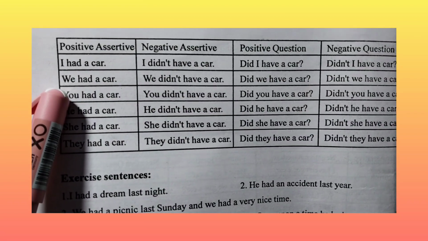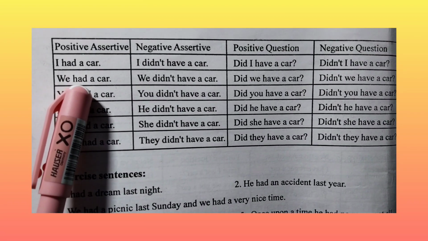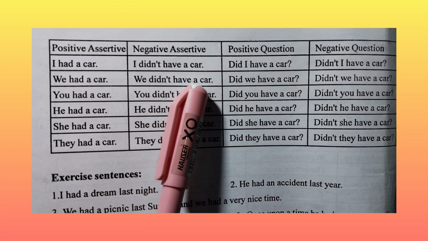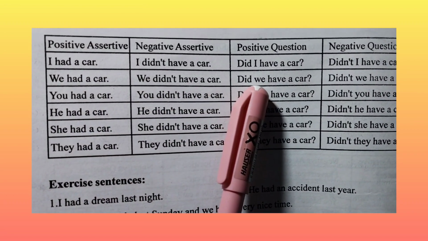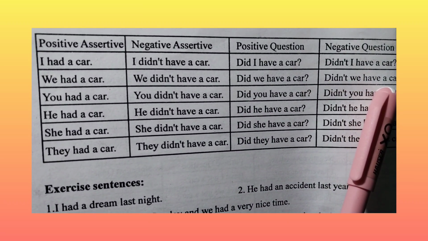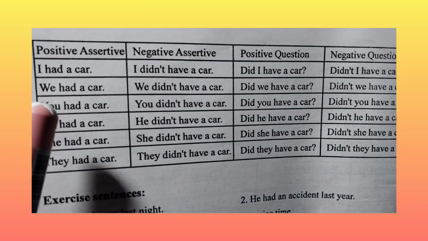Next one is we had a car, amar ekhon gari asil. We didn't have a car, amar ekhon gari nasil. Did we have a car? Amar ekhon gari asil neki. Didn't we have a car? Amar gari nasil neki.